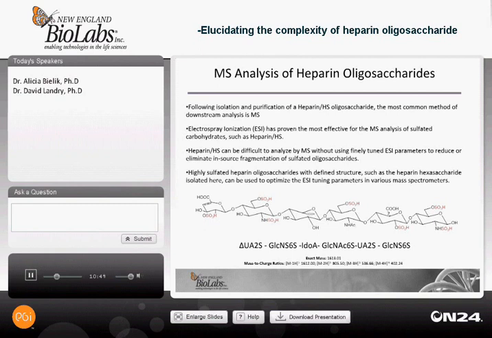Highly sulfated heparin oligosaccharides with defined structure, such as the hexasaccharide that we've just shown how to isolate here, can be used to optimize these tuning parameters in various mass spectrometers. The figure here shows the hexasaccharide that we've just isolated with the structure and its exact mass, including its mass to charge ratios in order to watch by mass spec.